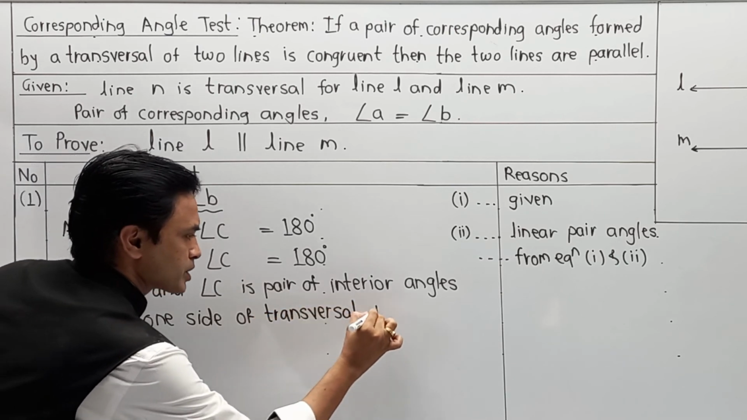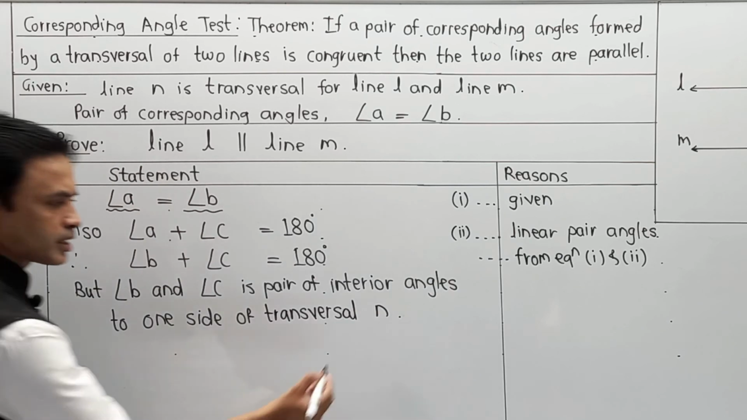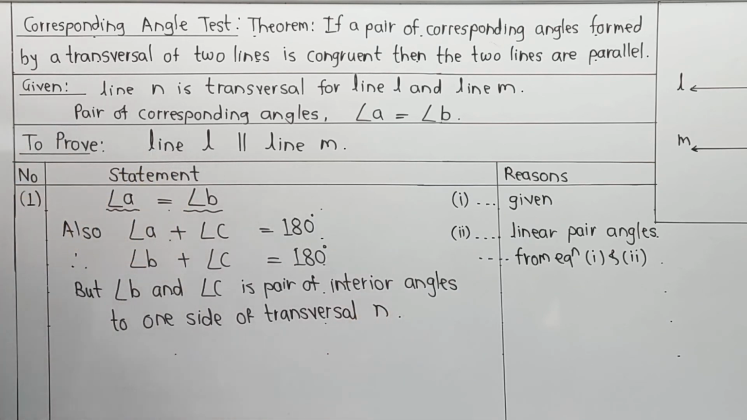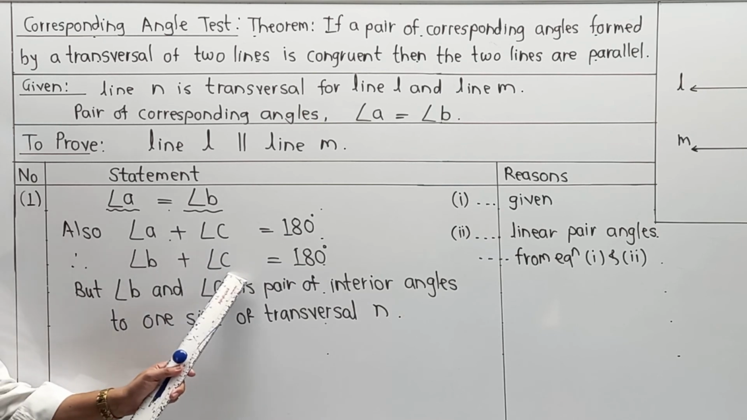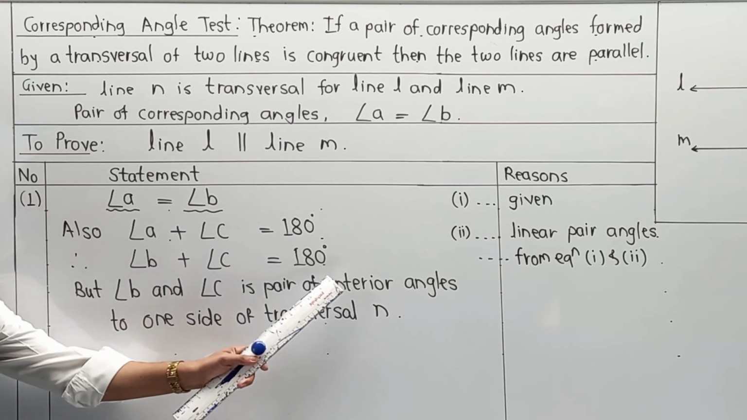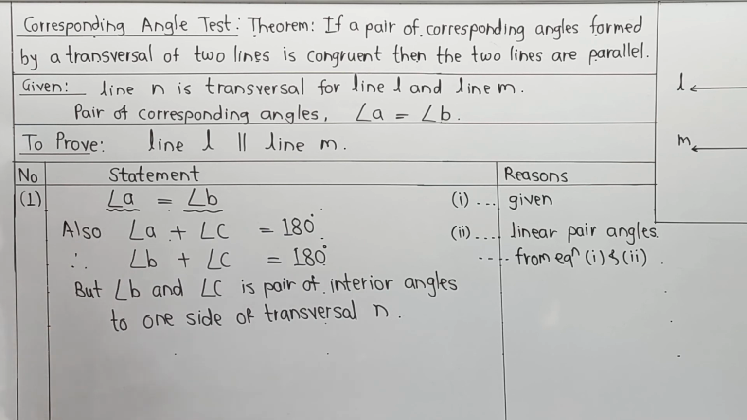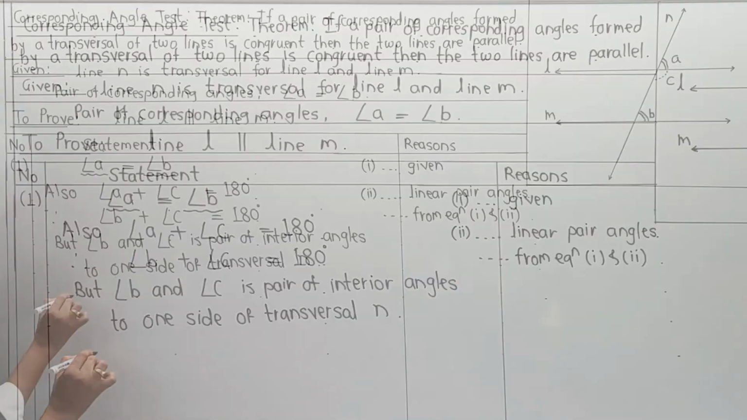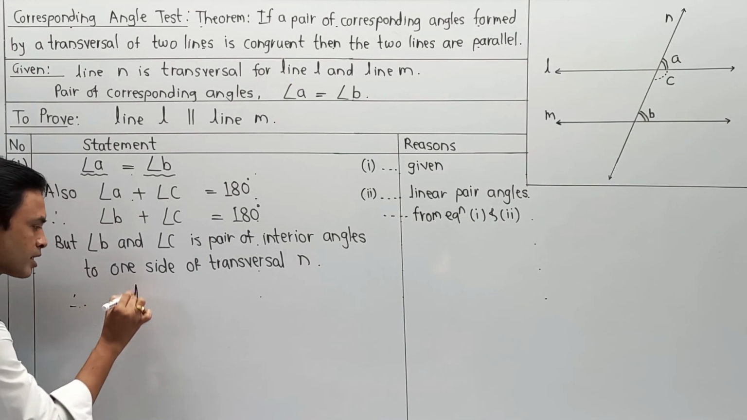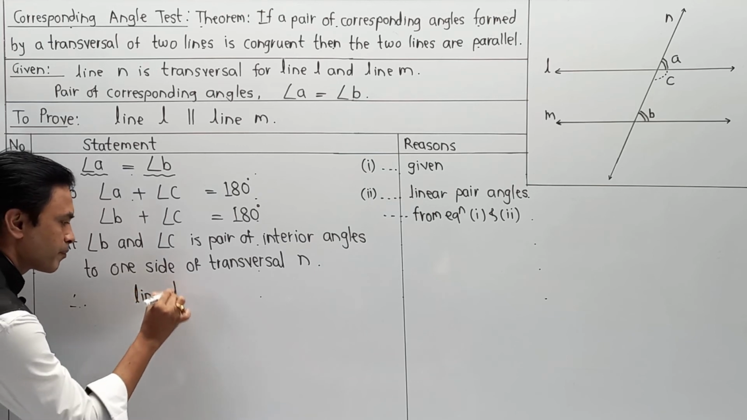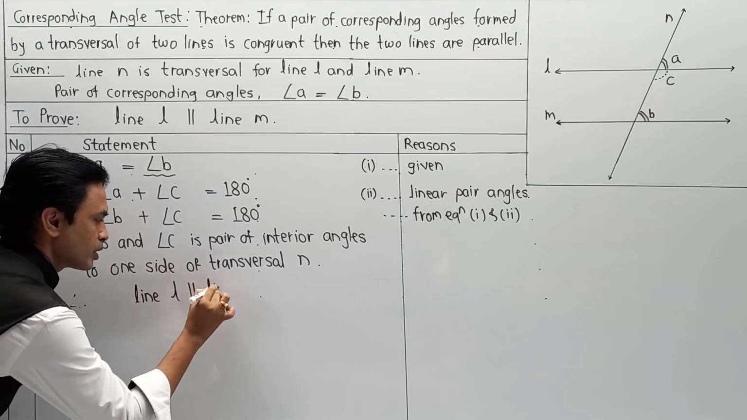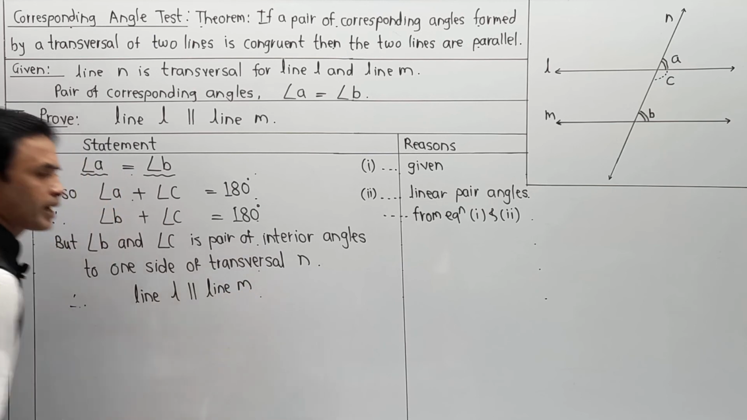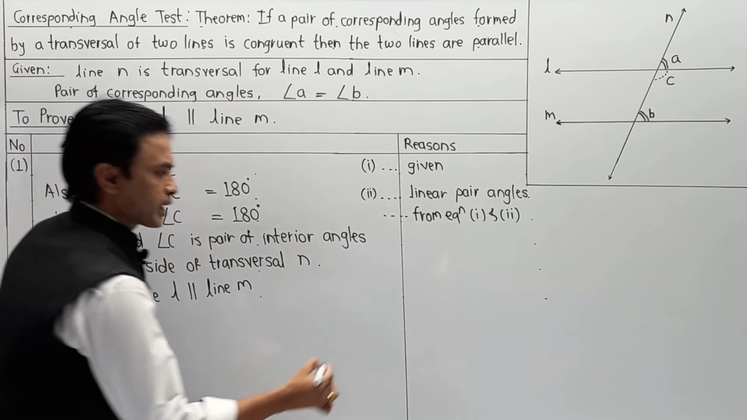And the name of the transversal is N, so I am writing it as N. So it is a pair of interior angles on one side of a transversal, and as a pair of interior angles on one side, their angle addition is 180 degrees. Naturally, line L is parallel to line M. Therefore, line L is parallel to line M, and the reason is the property of interior angles.